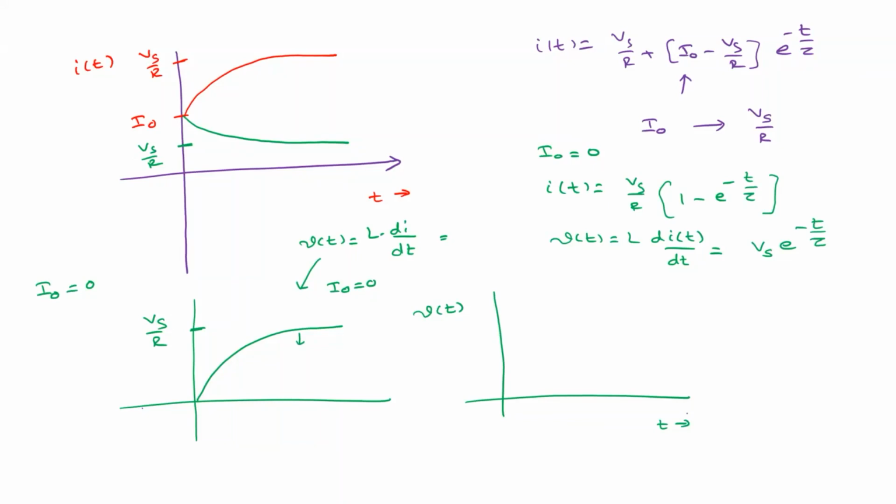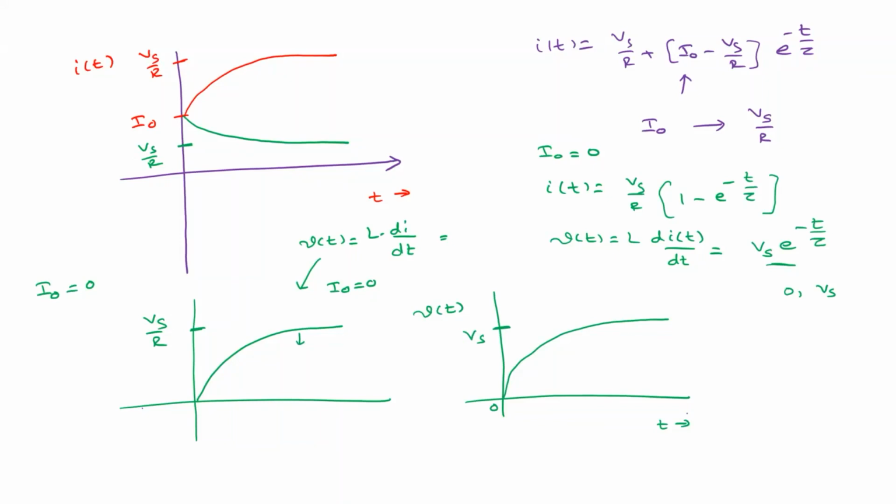Understood? So you'll get only Vs into e to the power of minus t by 2. So how exactly will this be? Its initial value is 0 and its final value is Vs. So that means its curve will come something like this. So this is Vs. This is 0.